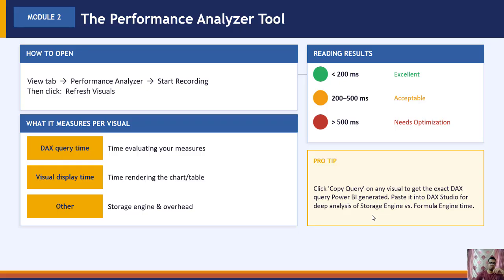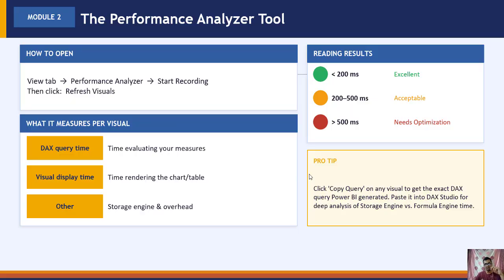So what are the metrics performance analyzer measures per visual? Task query time, visual display time, and other. Task query time is the primary metric among these three. It shows the time taken for evaluating the measure. Visual display time is how much time it takes to process the measure, interact with the data, and display it in the visual. The other represents the metadata and overhead which is generated by the engine itself.